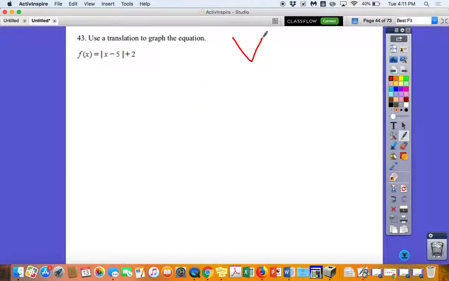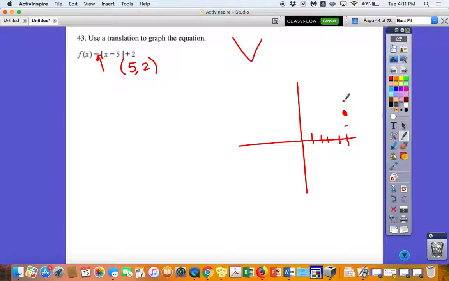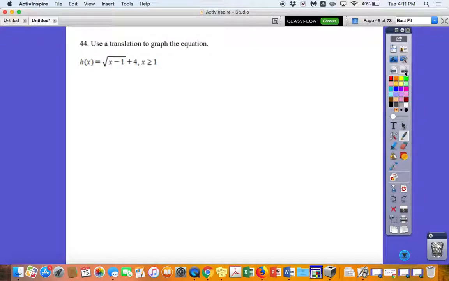Remember, absolute value is a V. Well, your vertex is at 5, 2. So we're going to come down here, and we're going to go 5: 1, 2, 3, 4, 5, up 2: 1, 2. And your A value, the number in front, is still 1. So they're keeping it pretty basic for you. So up 1 over 1. And since it is lines on either side, you could repeat the A value.